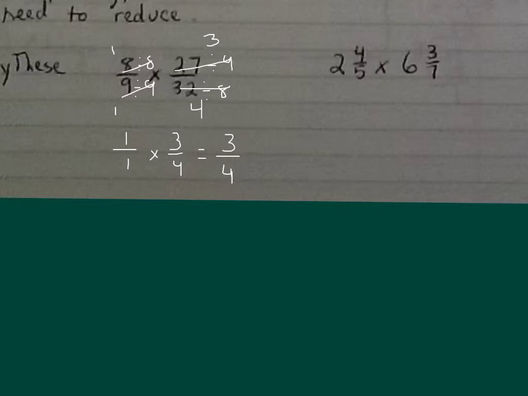Now imagine if we wouldn't have cross-canceled. We'd have done 8 times 27, which is a huge number, and 9 times 32, which is even bigger. And then we would have had to reduce those numbers. That would have been ridiculous. Okay, so that definitely would not have been fun if we did not cross-cancel. That would have taken us a long time. All right, let's take a look at the other one.